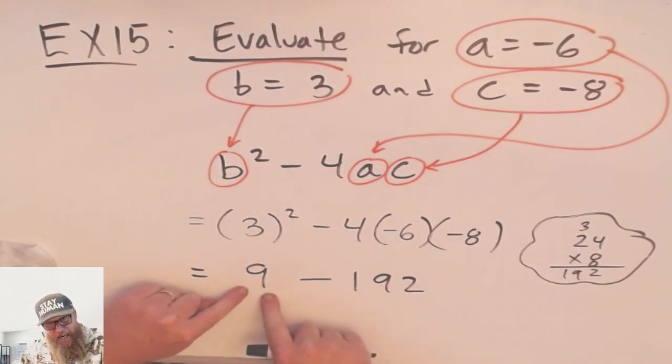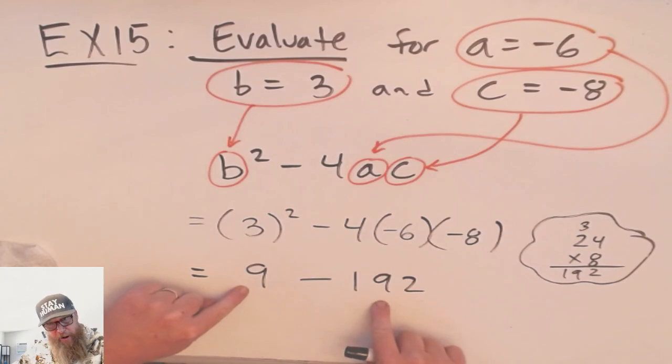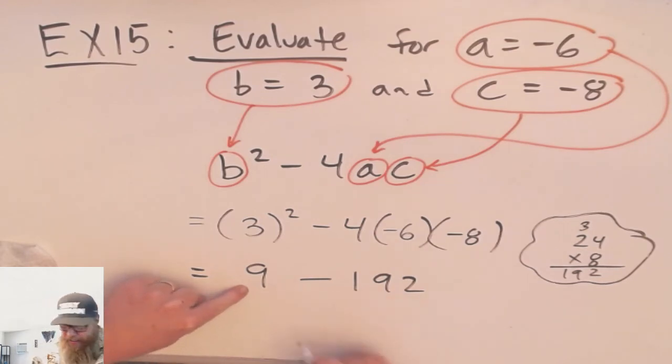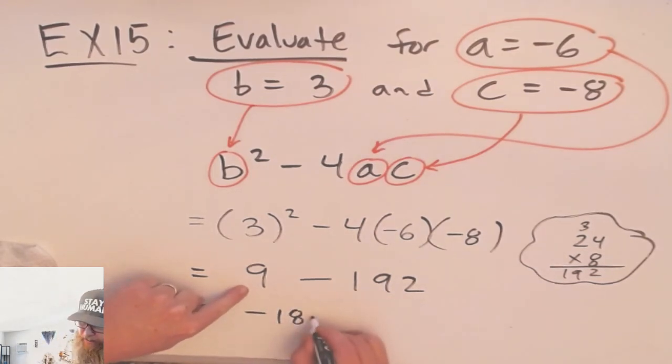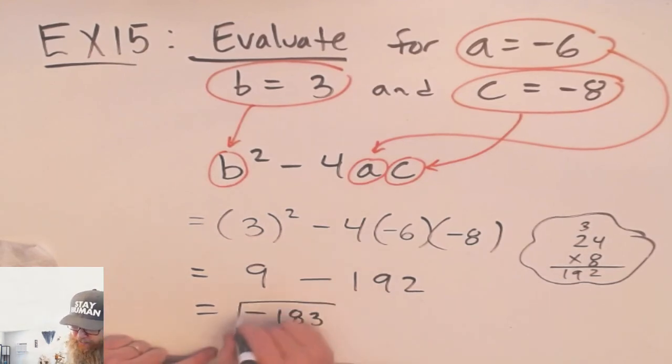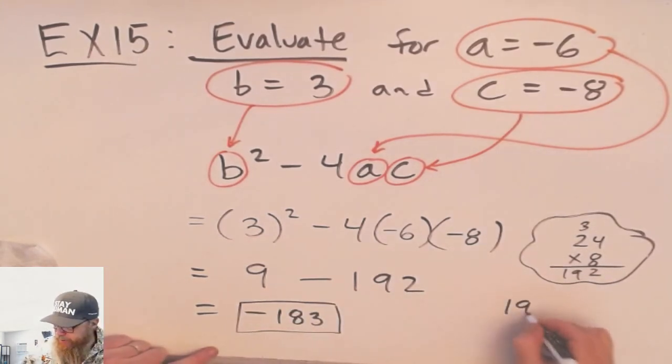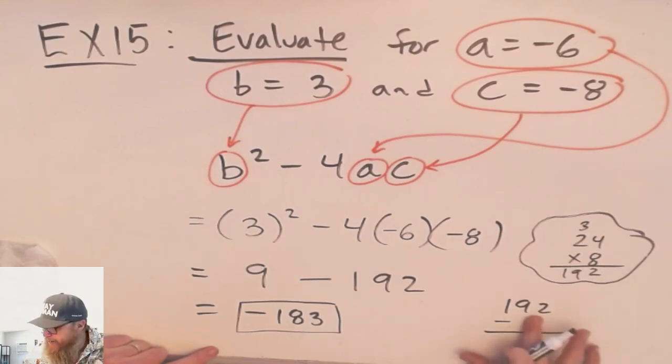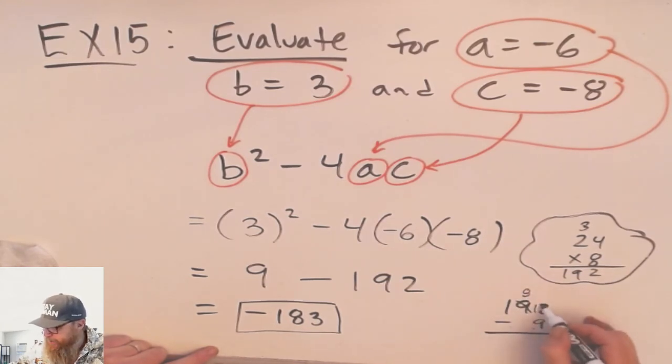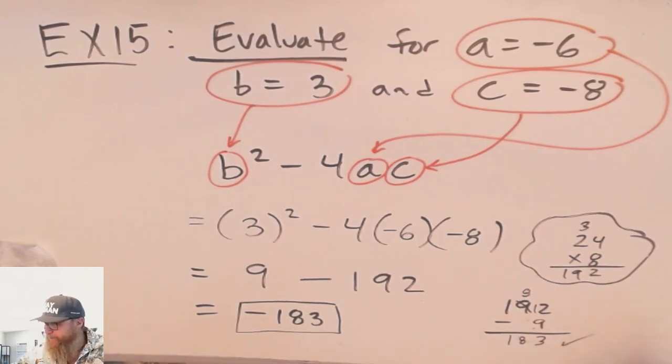If I had $9, but I wrote a check for $192, I would be overdrawn by $183. If you're not sure about that, use your long hand or break out your calculator as a check. 12 minus 9 is 3, and then bring down the 18. You're going to get 183.